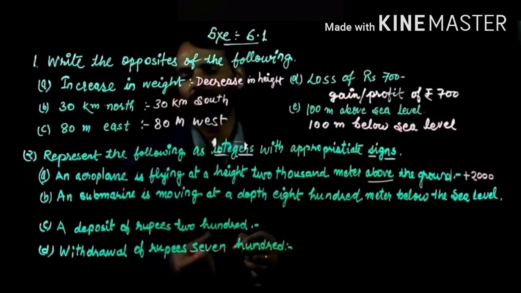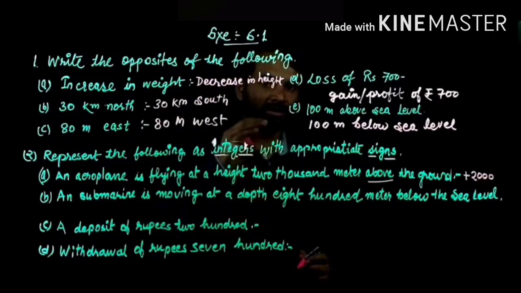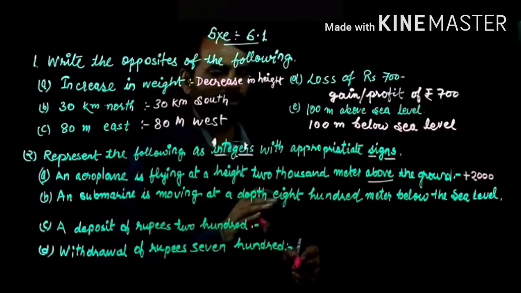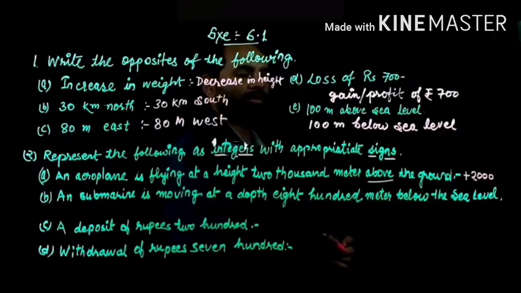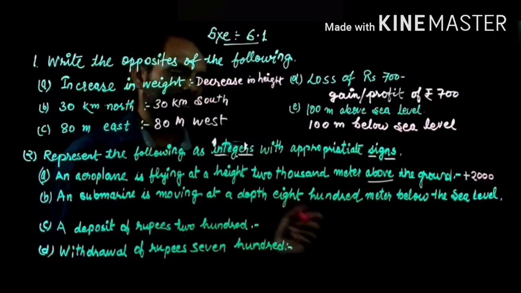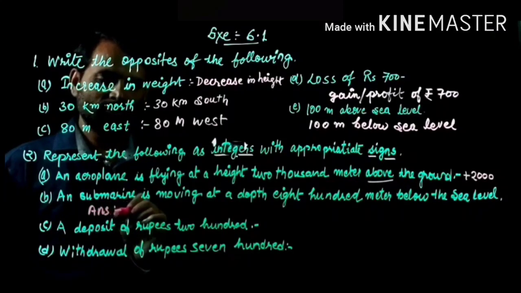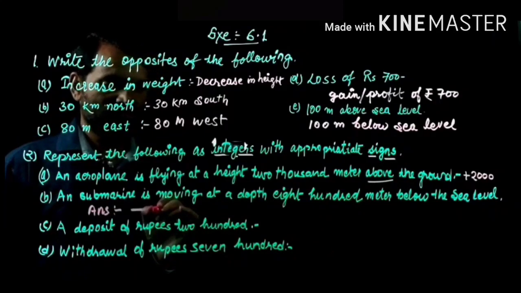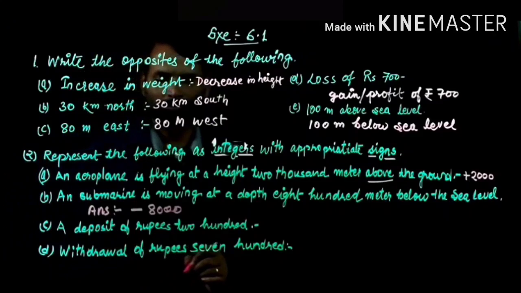Second, a submarine moving deep in the water, 8000 meter below the sea level. Below sea level is minus, so the answer is minus 8000.